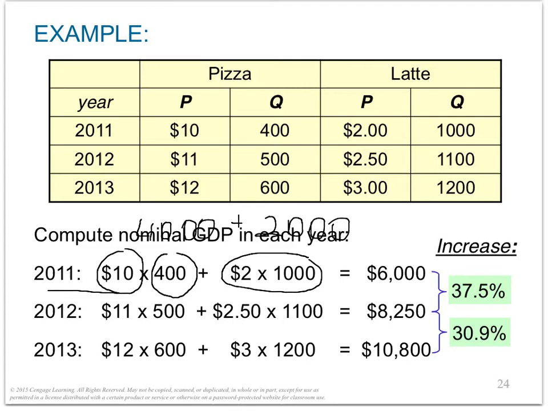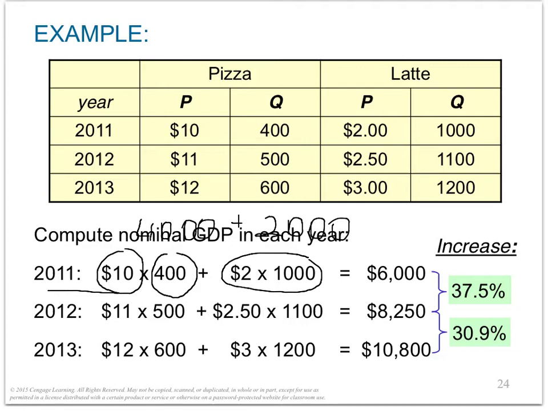And this is nominal GDP because we are using the current year's prices. If you are looking at 2011 GDP, we are using 2011 prices to calculate the GDP. The table shows the calculation of nominal GDP for these three years, not only 2011, but also 2012 and 2013.